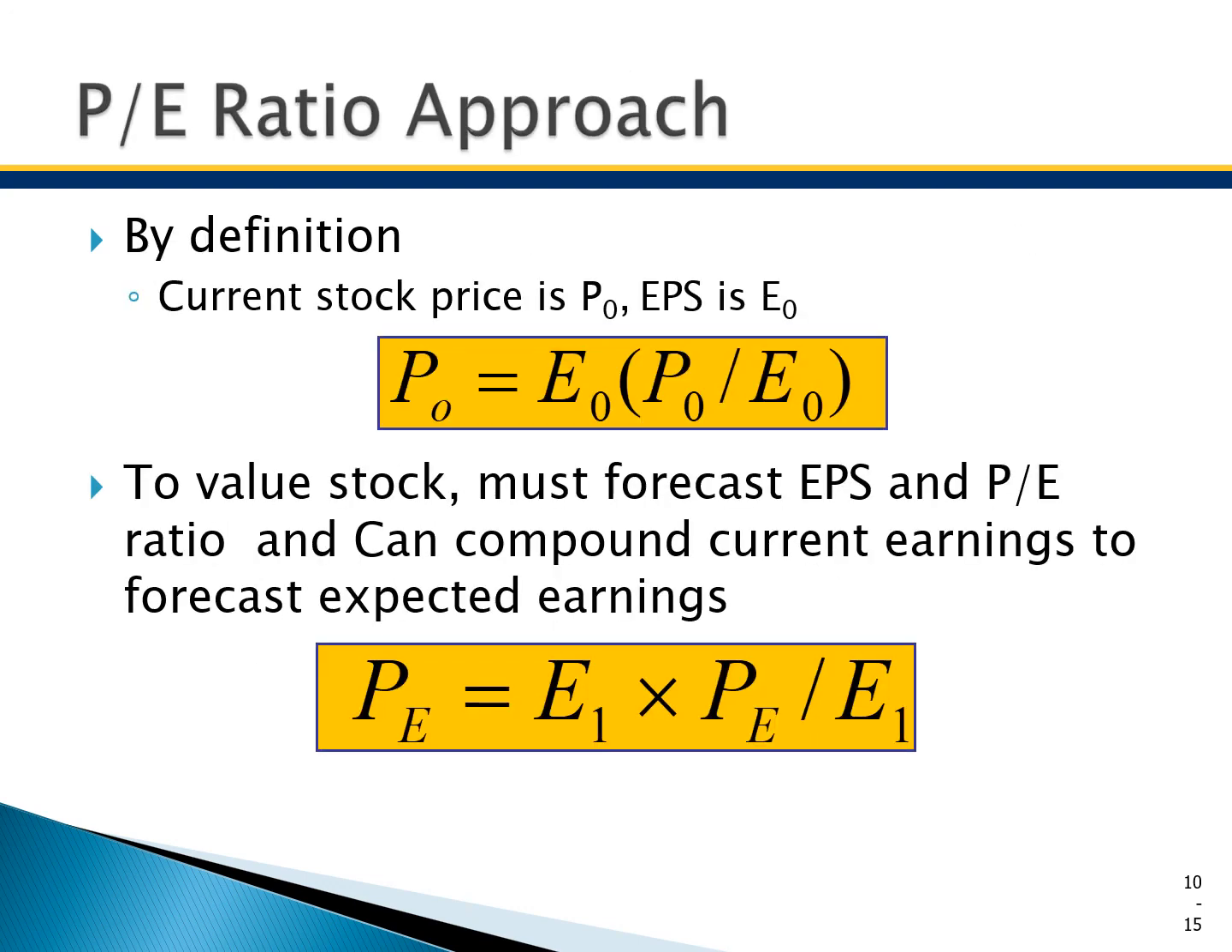As we are using price earning approach, by definition, the formula used for price earning ratio is that current price is equal to EPS multiplied by current price divided by earning per share.